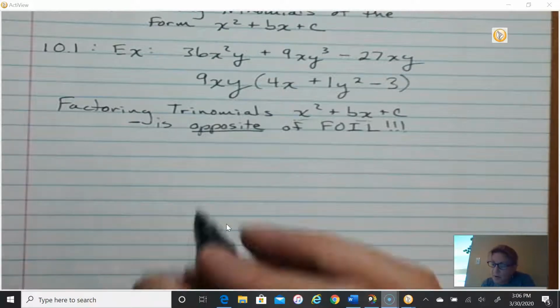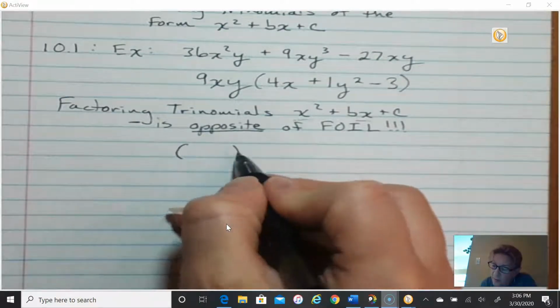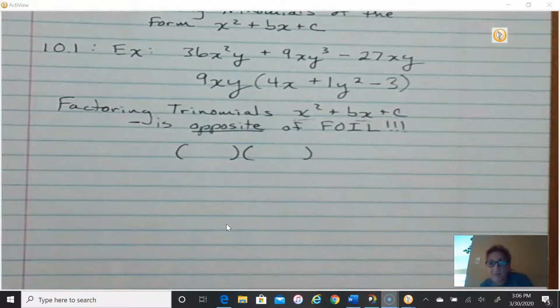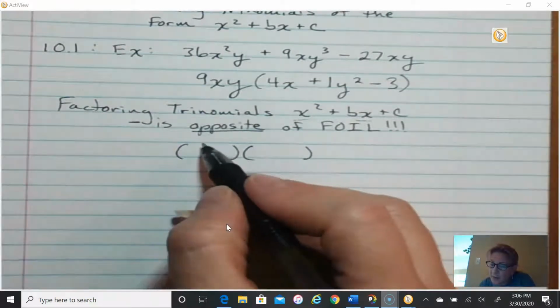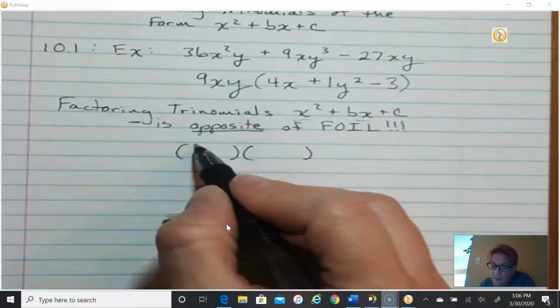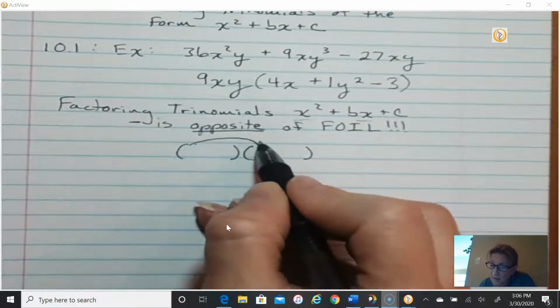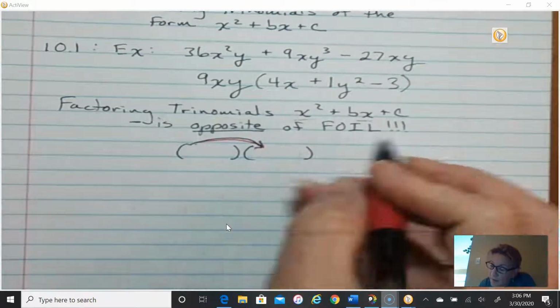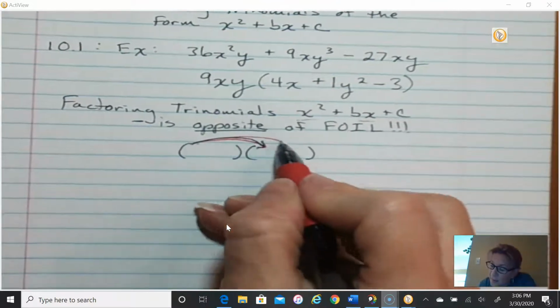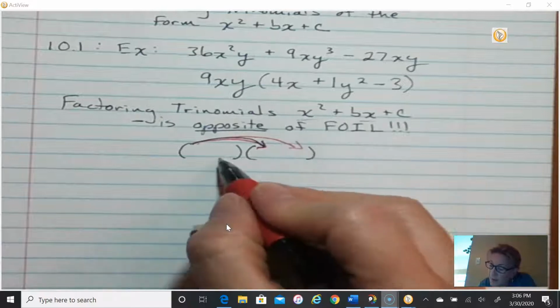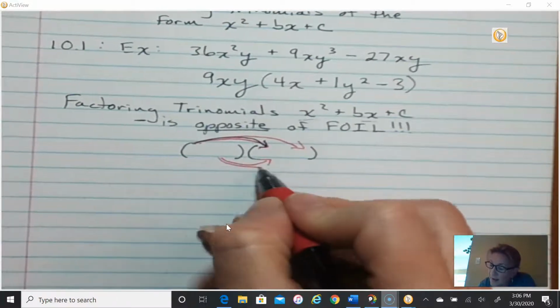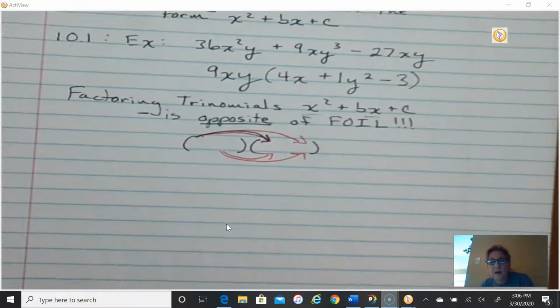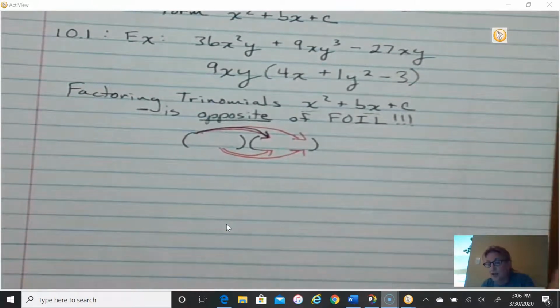Okay, remember with FOIL, you're given this. Right? Okay, and then you did first. Remember this? First, in fact I should do in red. Outside. Remember this? You're multiplying. Inside. And then last. Remember that? Okay, well this is the opposite of that, but you're still doing it in that format.